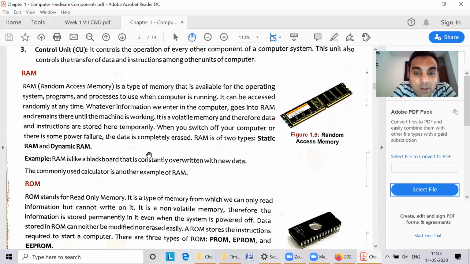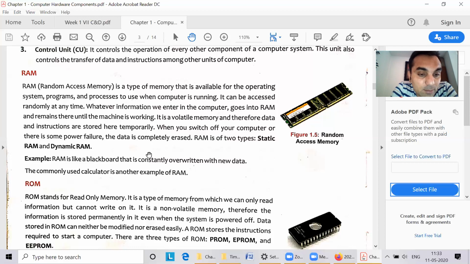It is a volatile memory and therefore data and instructions are stored here temporarily. Remember, it is very important that it is a volatile memory. Volatile means what? After you switch off the computer, the data or the instructions stored in RAM will vanish, will be deleted automatically. That's why such a type of memory is called volatile memory. When you switch off your computer, or there is some power failure, the data is completely erased. Correct. RAM is of two types, static RAM and dynamic RAM.